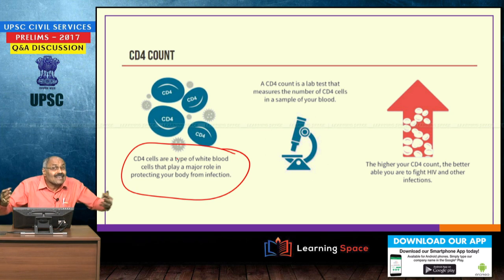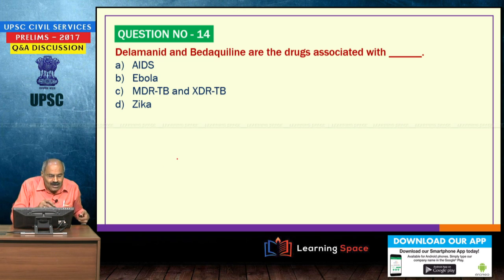They protect our body from infections. They should not go below certain count. For HIV patients, they go down. That is why they are quite often affected by various infections. Right friends, let us move ahead.